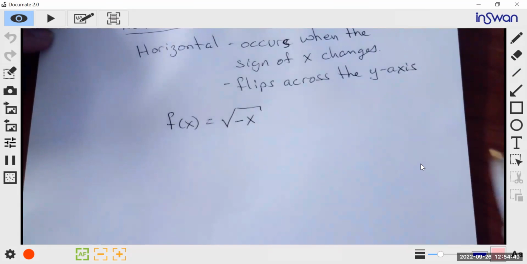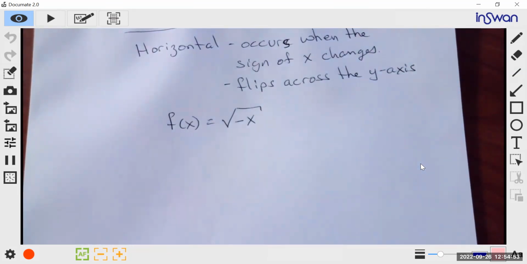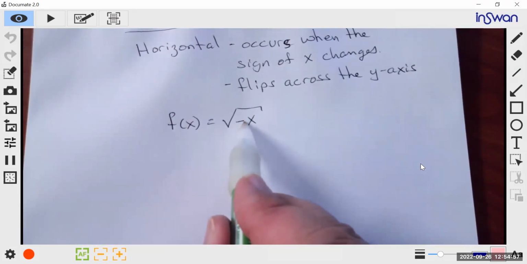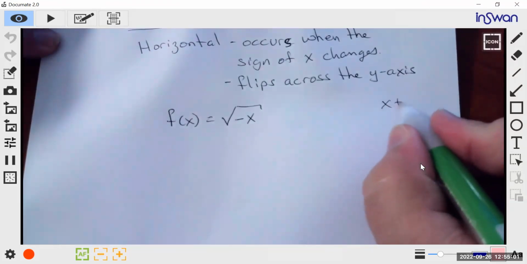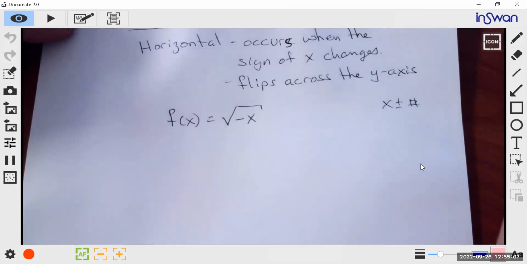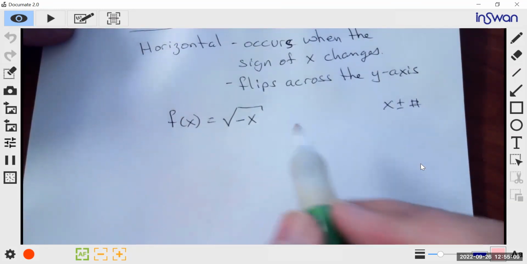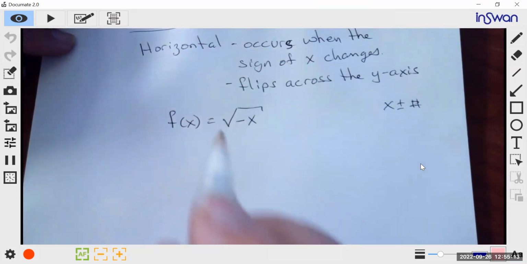So is there a horizontal shift? In other words, is there inside the function a plus or minus? No, it's not a minus, it's a negative sign. In other words, is there an x plus or minus a number? That's a horizontal shift. Is there a vertical shift? Is there a number outside the function? No. So now we'll just get a reflection.